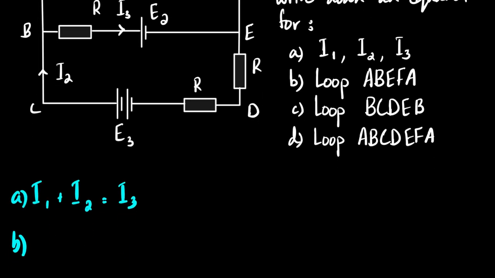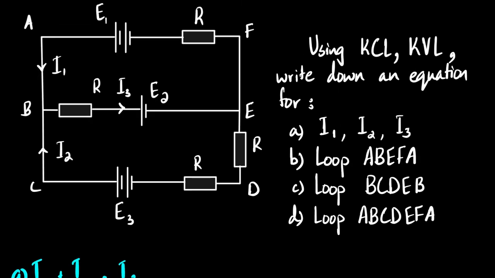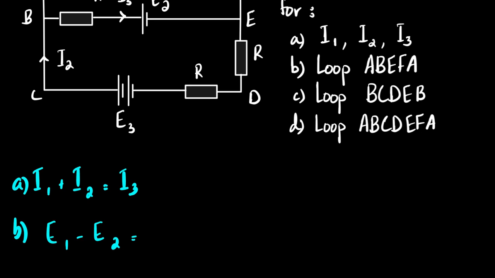So I'm using the KVL expression: sum of EMFs equals sum of potential differences. So E1 minus E2 is the sum of EMFs, equal to the sum of potential differences. I see two resistors, so there would be potential drops across these. This is going to become I1R, because the current through this and this would be the same. This is a series circuit, so it's I1R plus, for this one, I3R. So I1R plus I3R, or I can also write it by factoring out the R, as (I1 plus I3)R.